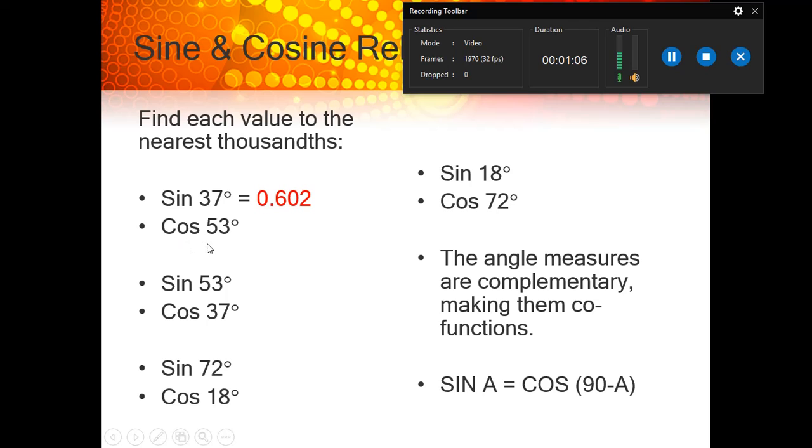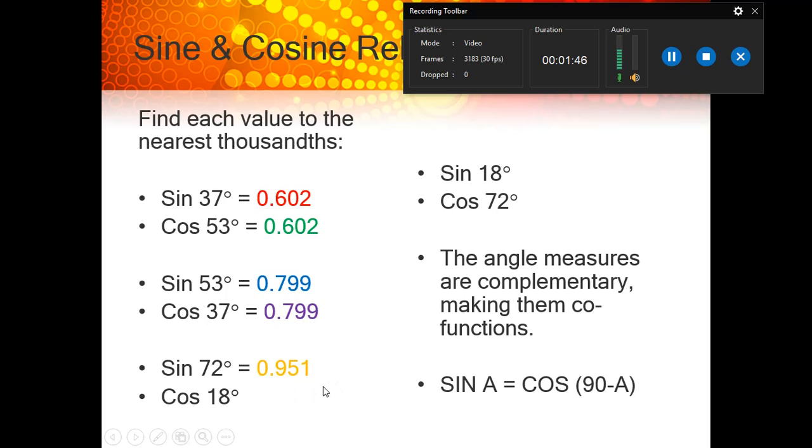We're now going to enter cosine of 53 degrees and see what we get. You should get the same answer. All right, let's try another pair. Let's start with sine of 53 and come up with a 3-digit decimal. Rounded to the nearest thousandths, I have 0.799. And we'll do the same with cosine of 37. Same answer. All right, let's try sine of 72. And I got 0.951 rounded.